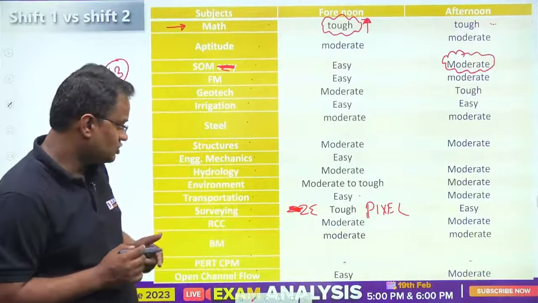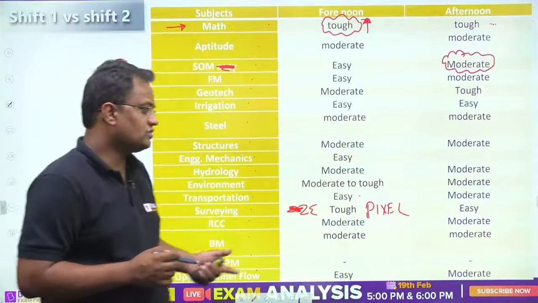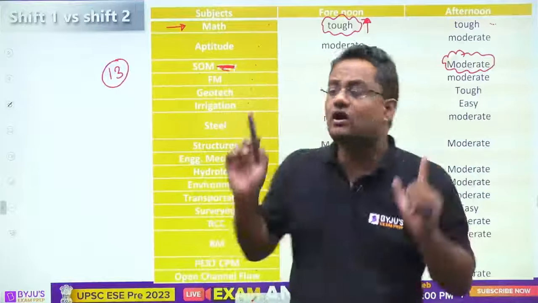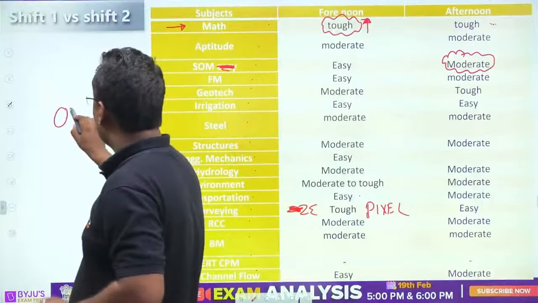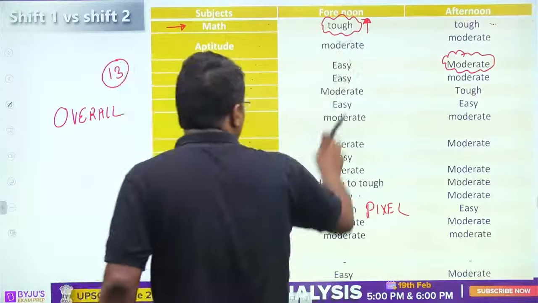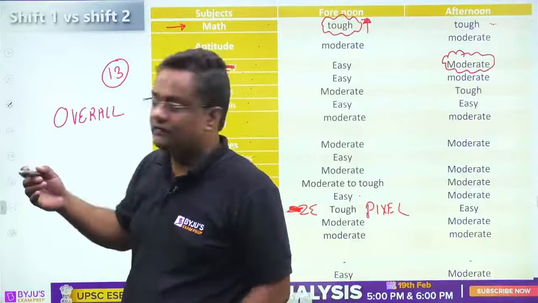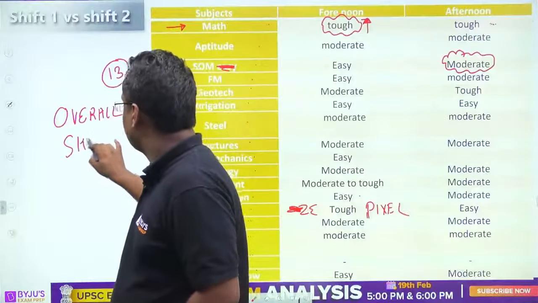RCC was moderate for both, building material had not much weightage, CPM had 0 questions, and OCA was tougher to moderate. Overall, depending upon the weightage, not upon the number of easy or moderate subjects, but depending upon the total number of questions, shift 2 was tougher.